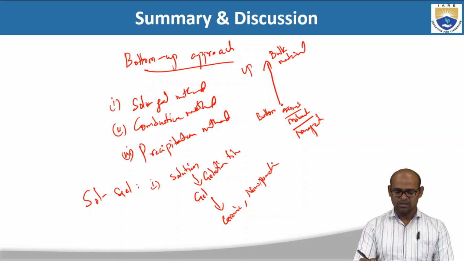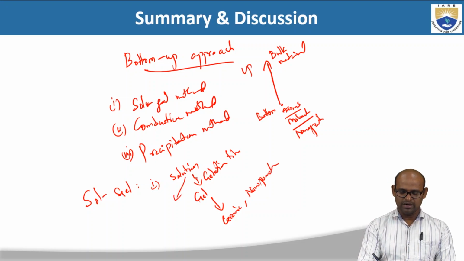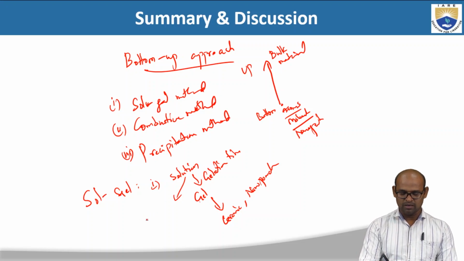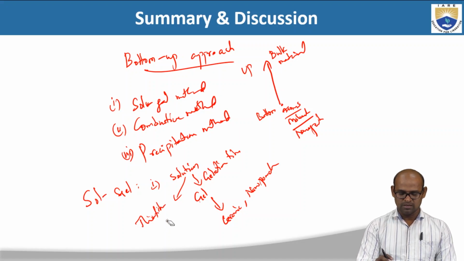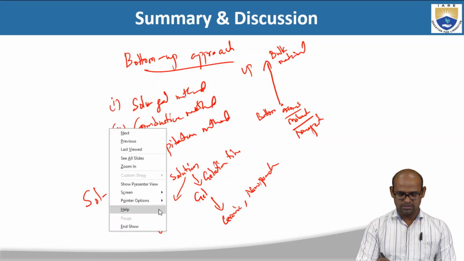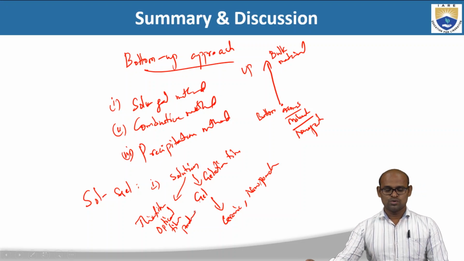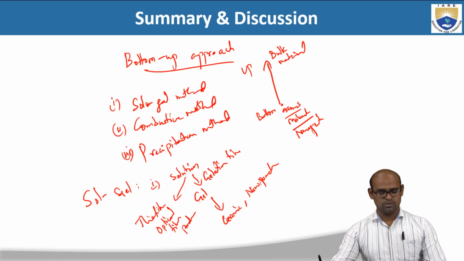We can obtain nano powders, and from the solution itself, by drying or spin coating or dipping, we can prepare thin films. We can also prepare optical fibers using this sol-gel solution, or you can also prepare powders. So the sol-gel method is a useful way to prepare different types of materials.